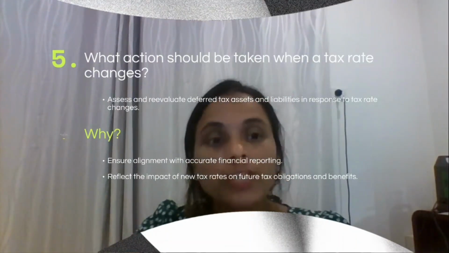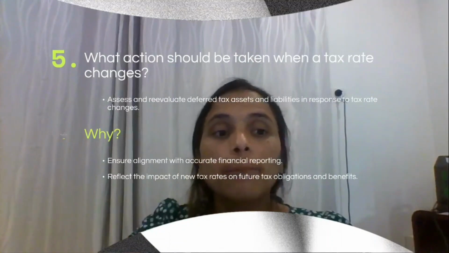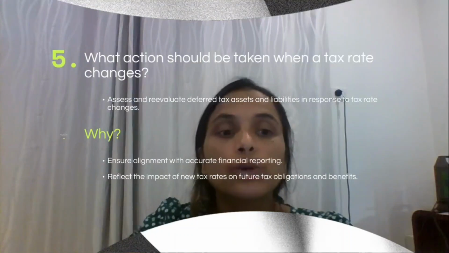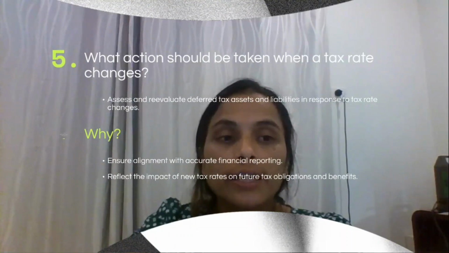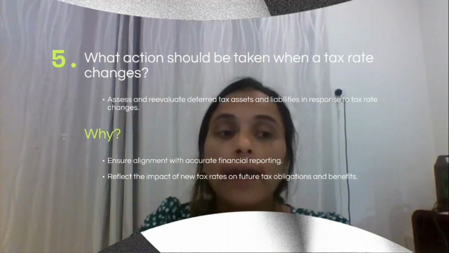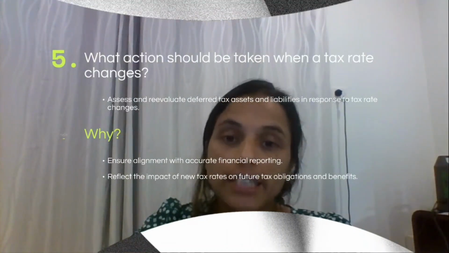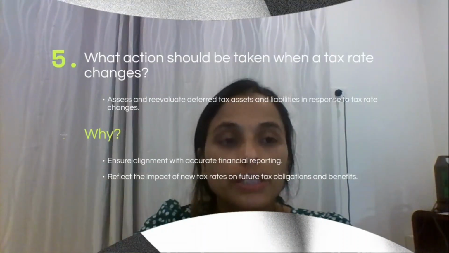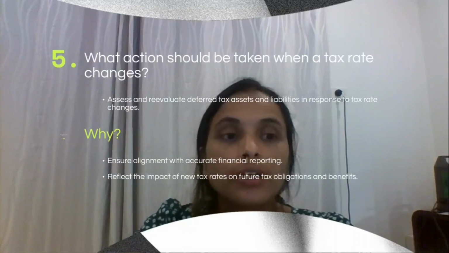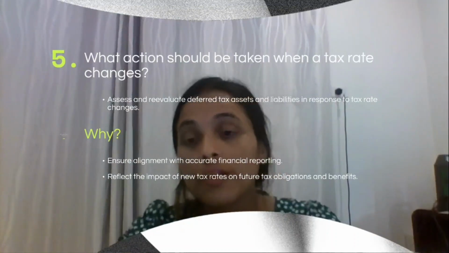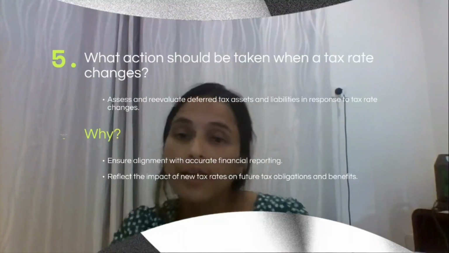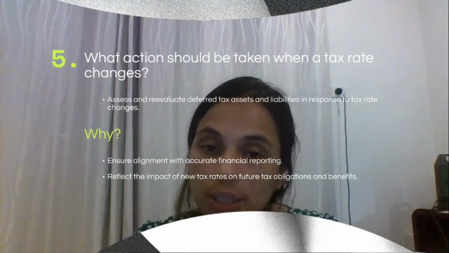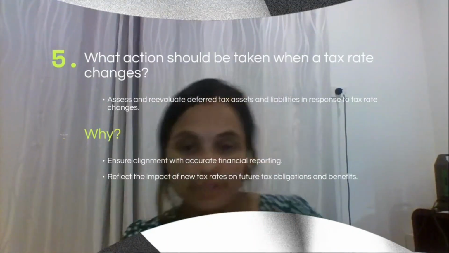At third point, communication with stakeholders. Companies communicate the impact of tax rate change to stakeholders, including shareholders and regulatory bodies. And at last, strategic tax planning. Companies engage in strategic tax planning to optimize their tax position under the revised rate. Why? To ensure agreement with accurate financial reporting. Reflect the impact of new tax rates on future tax obligations and benefits.